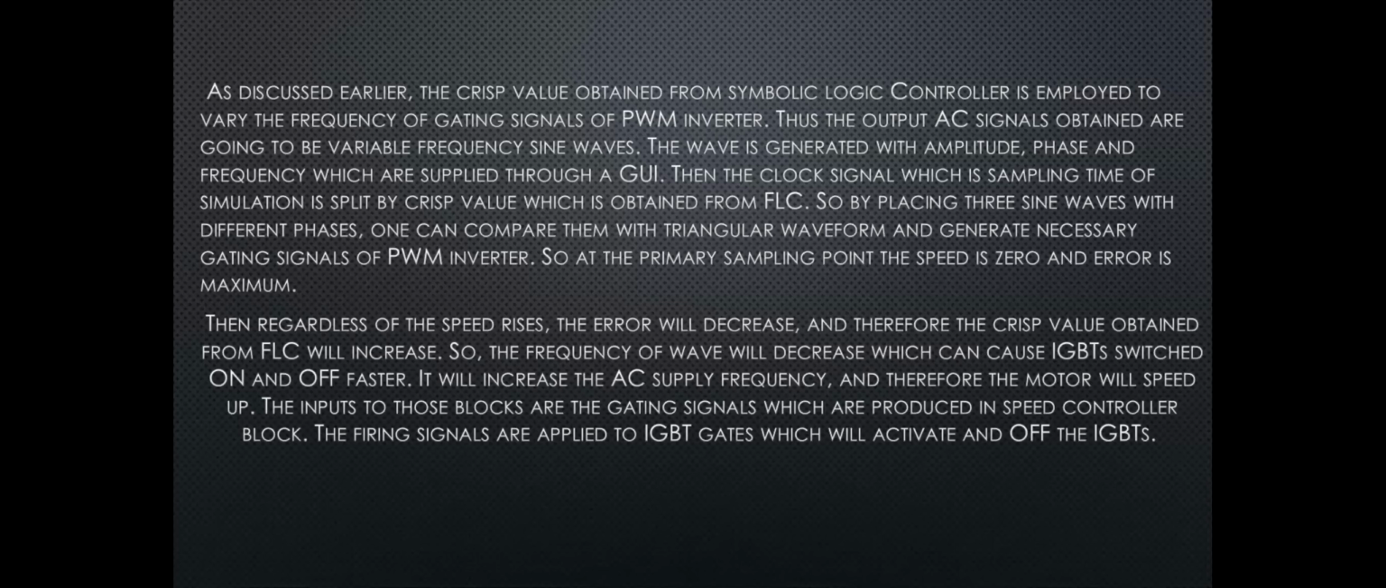So by placing 3 sine waves with different phases, one can compare them with the triangular waveform and generate the necessary gating signals of the PWM inverter. At the first sampling point, the speed is 0 and the error is maximum. Then as the speed rises, the error will decrease, and the crisp value obtained from the FLC will increase. So the frequency of the wave will decrease, which can cause the IGBTs to switch on and off faster. It will increase the AC supply frequency, and therefore the motor will speed up.